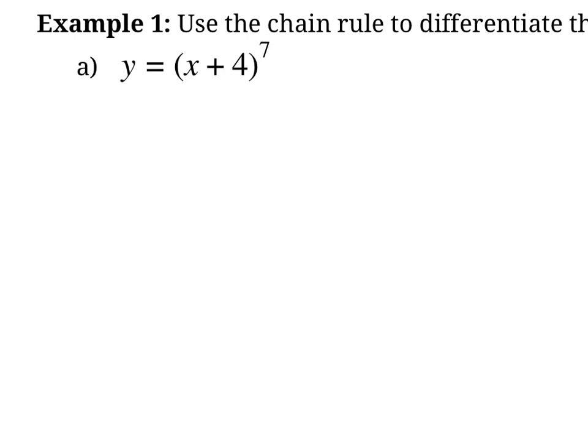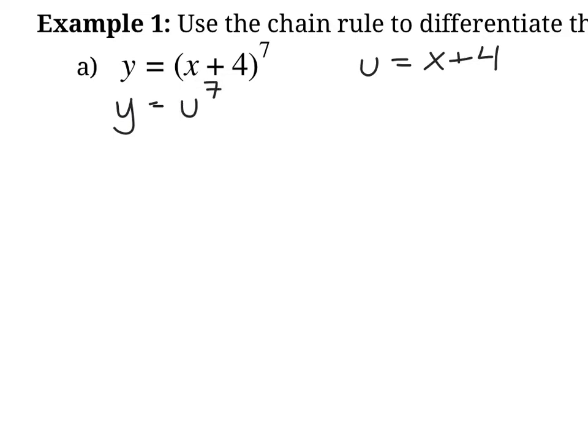So how do we differentiate this? Again, we have a function within a function. It's like x plus 4 is one function, and then that whole thing to the power of 7 is sort of your outside function. So the obvious substitution to make here would be let u equals x plus 4. And if that's the case, y is just equal to u to the power of 7.